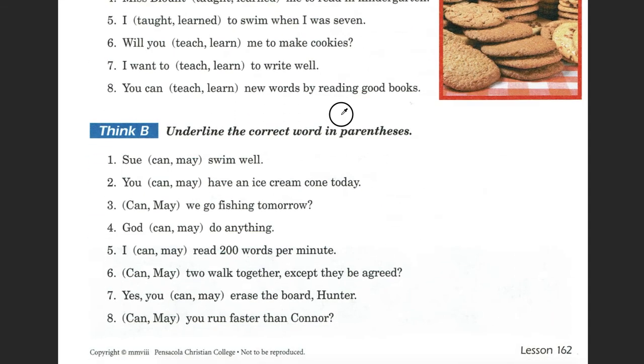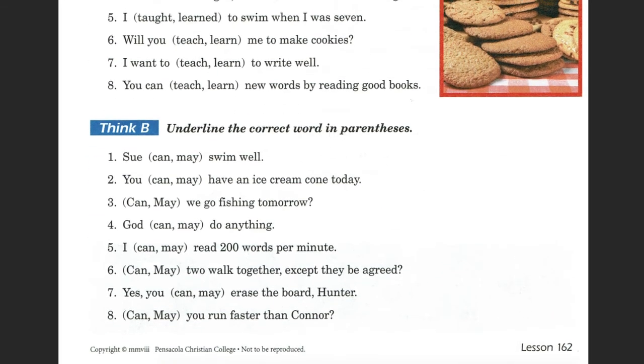Think B. Underline the correct words in parentheses. Number one, Sue can or may swim well. So if we use can, Sue can swim well. Remember, can means you have the ability or power to do something. This means Sue has the power or the ability. Sue can swim well. So this means Sue has the ability to swim well.